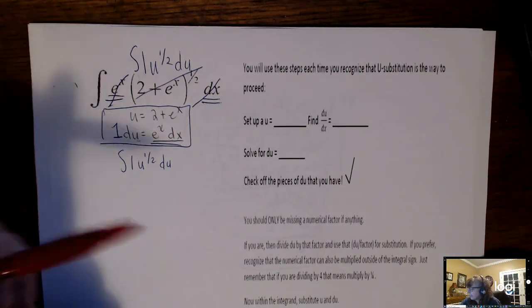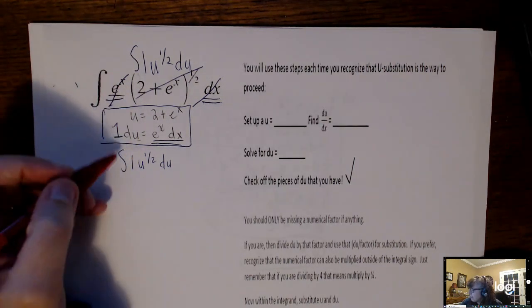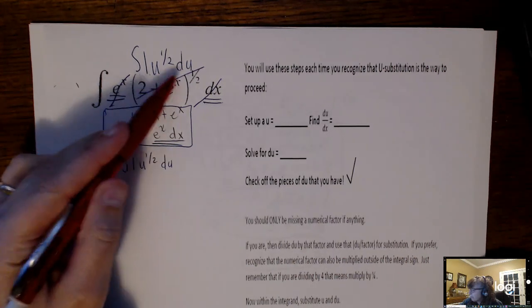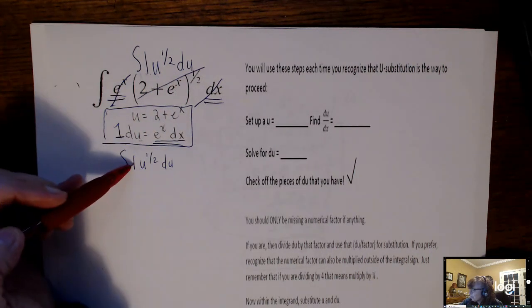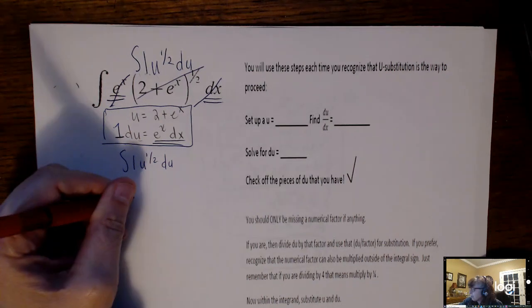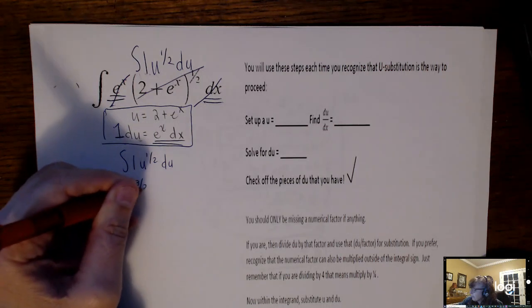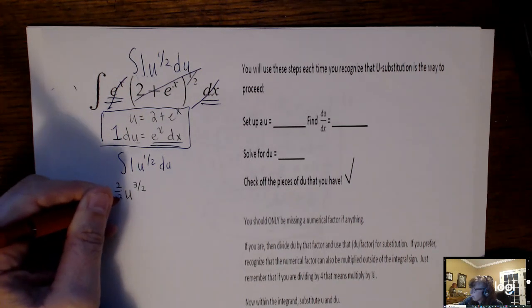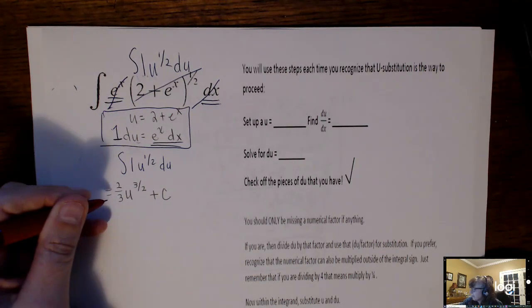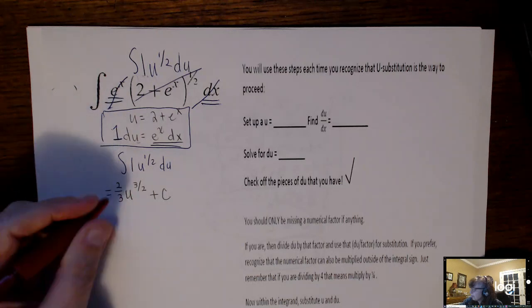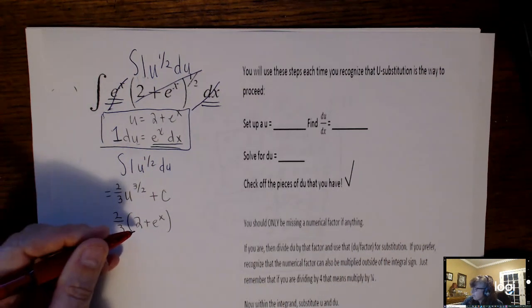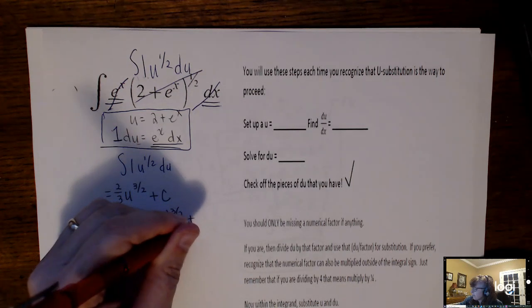Okay, so the antiderivative of 1 u to the 1/2, I just put that 1 there because that tends to kind of make people get stuck. But you don't really need it here. The antiderivative of u to the 1/2 is u to the 3 halves divided by 3 halves, which is the same as multiplying by 2/3. So that's the antiderivative. And then the last step is you didn't start with u. You said u was 2 plus e to the x. So parentheses 2 plus e to the x, to the 3 halves. So that's that.